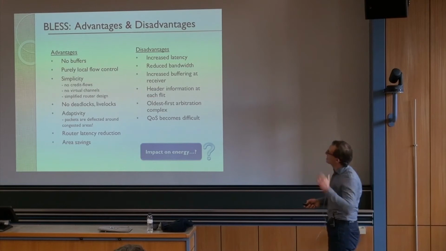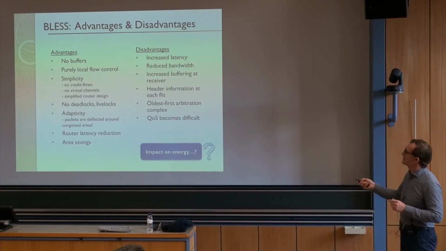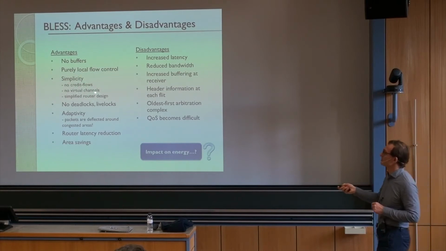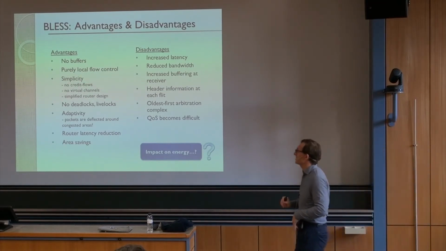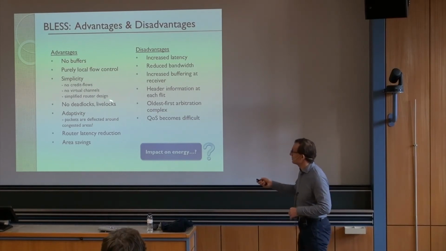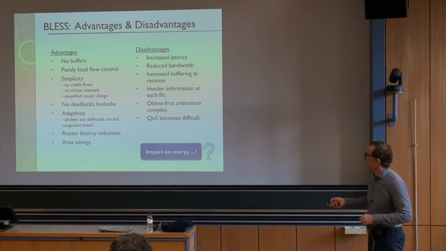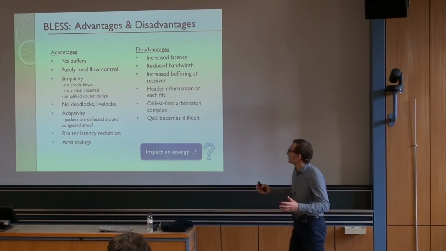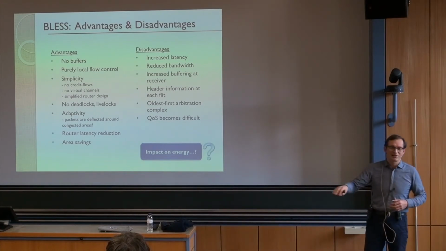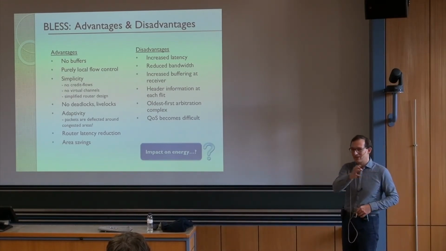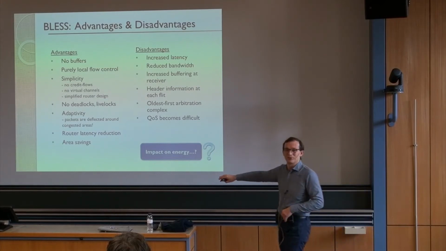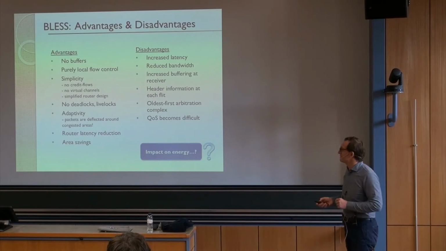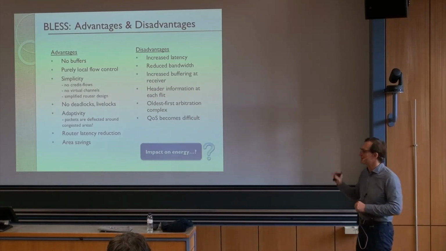Okay, so let's take a look at advantages and disadvantages of this sort of network. No buffers, purely local flow control, simplicity, no credit flows, no virtual channels, simplified router design, hopefully, but we'll get back to that. No deadlocks, no livelocks, assuming oldest-first. Adaptivity, actually, this is interesting. You get natural adaptivity because of this deflection, right? If you're in a congested area, packets just simply get deflected and they go around that congested area, hopefully. So that's good. The routing algorithm has built-in adaptivity. And router latency reduction, but we'll get back to that in a little bit.